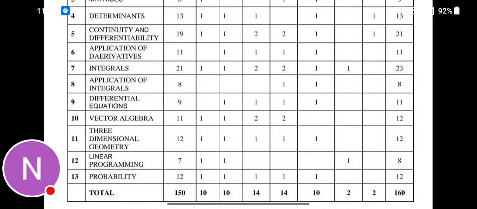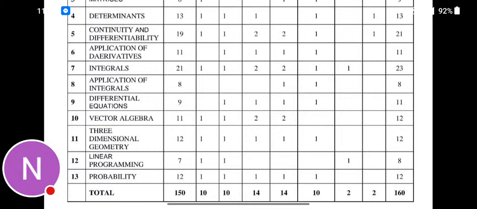In linear programming you are getting 1 question for 6 marks, 1 question for 1 mark as an MCQ, and 1 question for 1 mark. Totally you are getting 8 marks. In the probability chapter you are getting 1 MCQ for 1 mark, 1 question for 1 mark, 1 question for 2 marks, 1 question for 3 marks and 1 question for 5 marks. Totally 12 marks you are getting from this chapter.